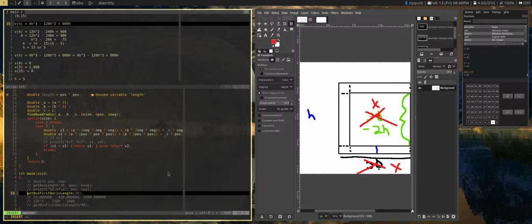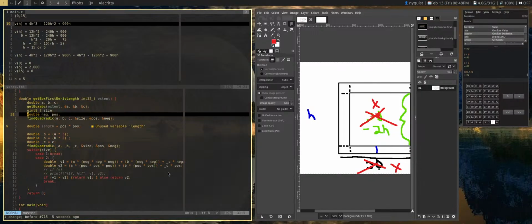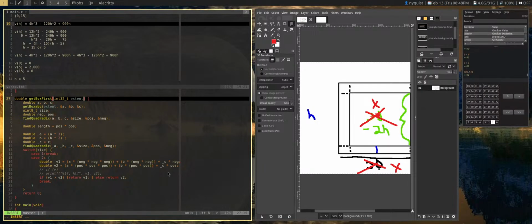Now we get the length, double. Let's rename this function, get first derivative length, get box max volume.